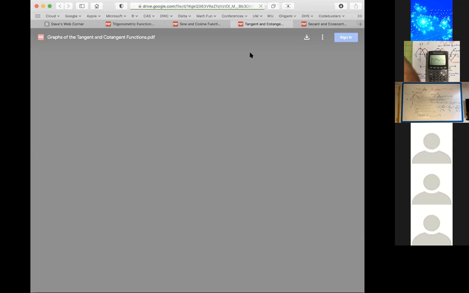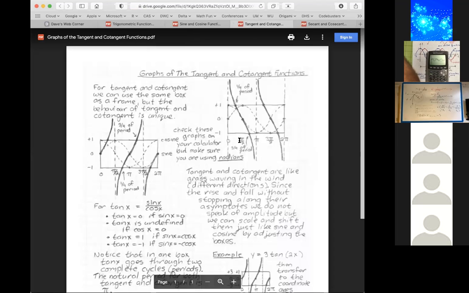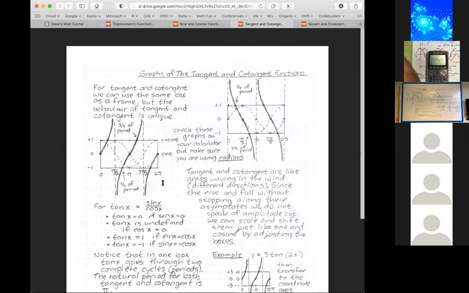Tangent is its own animal, and I'm having trouble loading that right now. Tangent is its own animal because it's sine divided by cosine. So tangent shape is entirely different. You can use the sine and cosine guide box, but it's got little arms that extend up forever or down forever, based on the values of sine or cosine that I have dotted here.